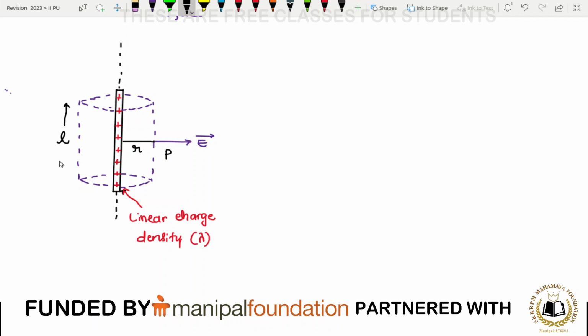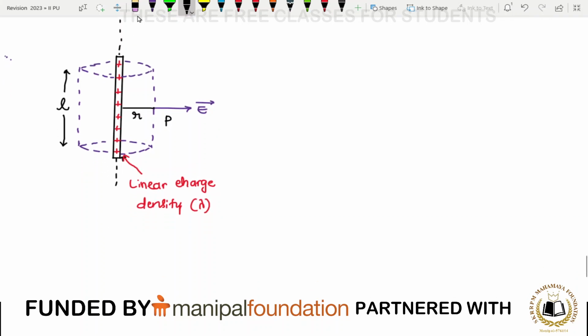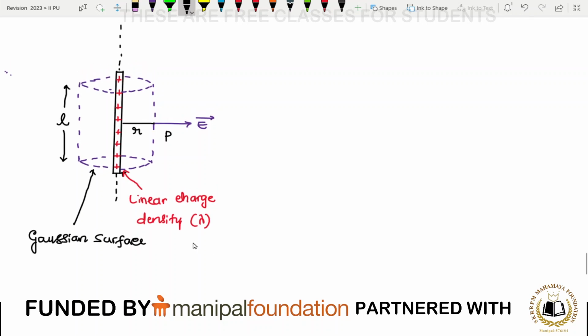to here. In the infinitely long wire I selected only a small region. That length I'll take as a small letter l, and that is called the Gaussian surface actually. Next I'll represent this one as the Gaussian surface. This is called the Gaussian surface, which is imaginary. Okay.